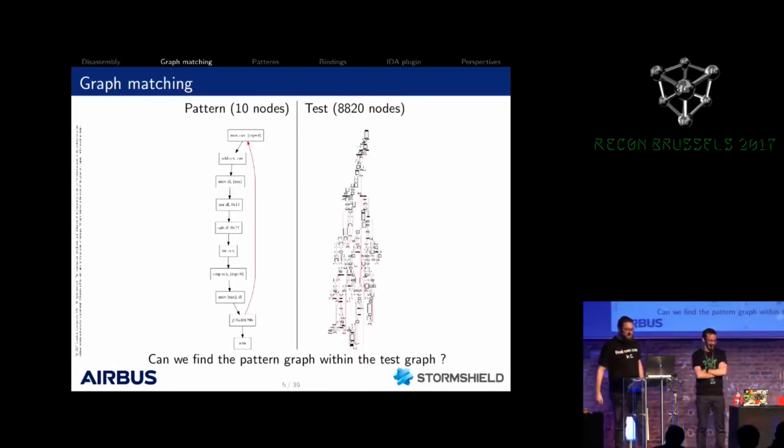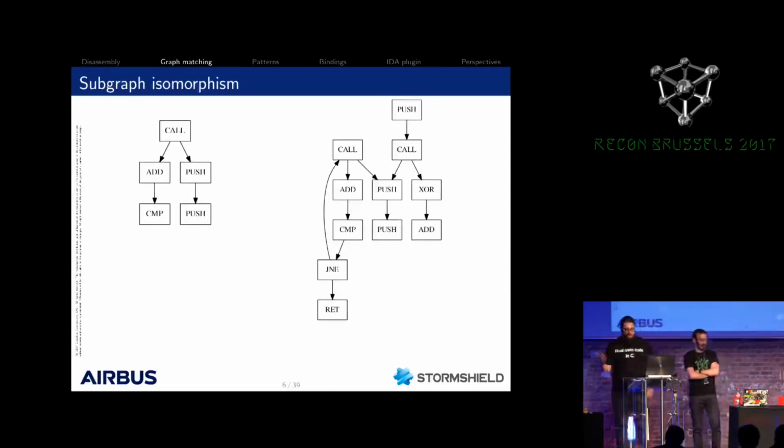We have the graph of backspace at the right, and we want to match the pattern at the left, which is the decryption routine. To do so, we can use the usual algorithm. At the left we have the pattern, and at the right we have the test graph. The goal is just to search the first call. So, okay, we found the first call.